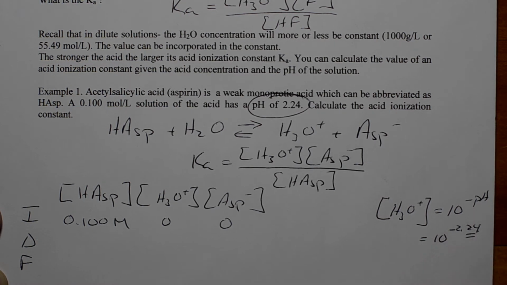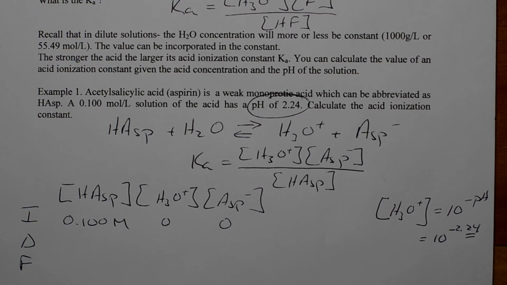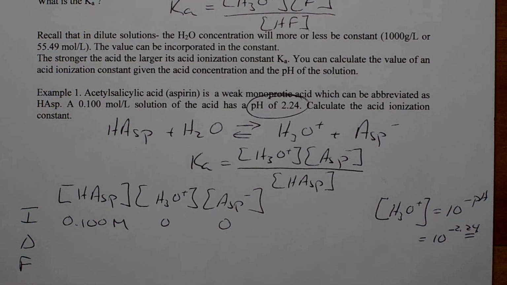Remember, in terms of significant figures, if there's 2 decimals in my pH, my value should have 2 sig figs. And if I do the math on that, it's a very small number. It's going to be quite a bit smaller than this. And I'm just going to go to my calculator and do that. So 2.24, I change the sign and then do the inverse of log, and it's 5.8 times 10 to the minus 3.